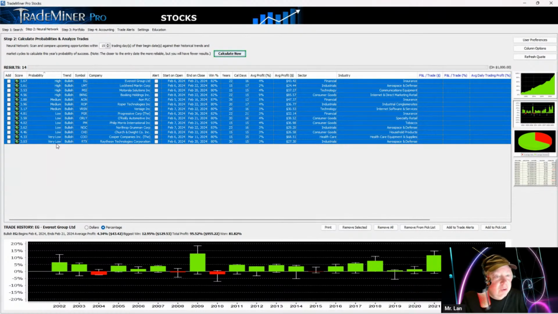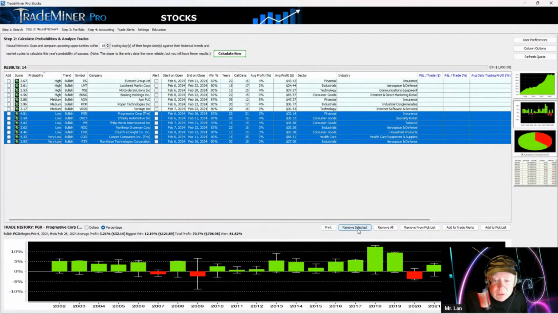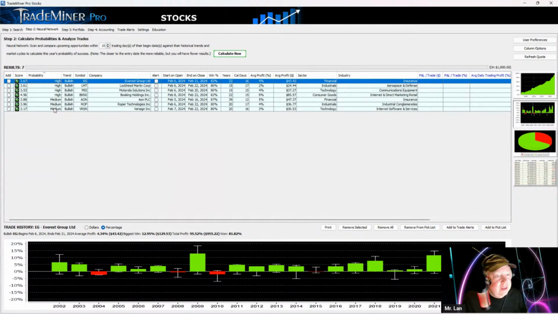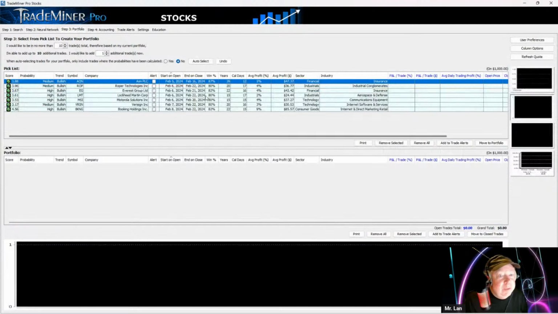So I am going to take these lows and very lows off. All right, so that's how we remove some more. Remove the selected. Now we have the highs and the mediums. Now we're going to take these, highlight them, and say add to the pick list. So we're going to put them over here in the portfolio pick list.